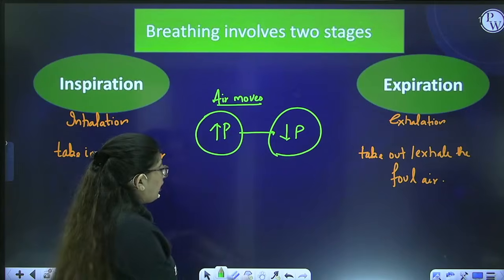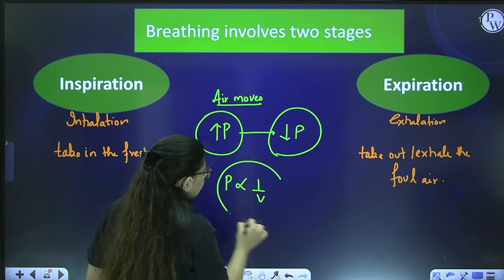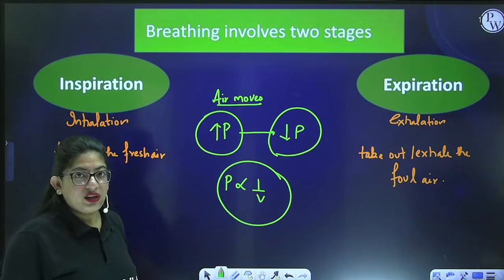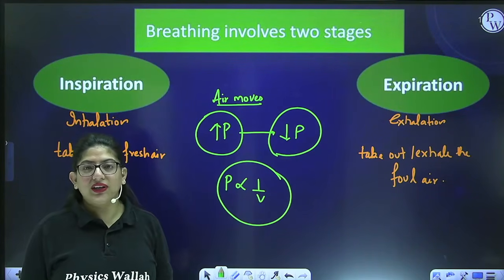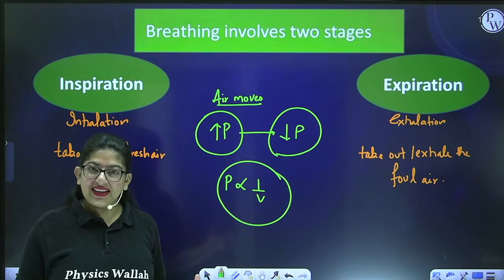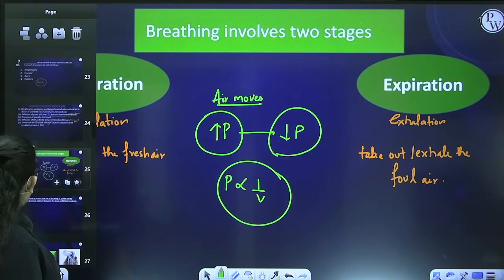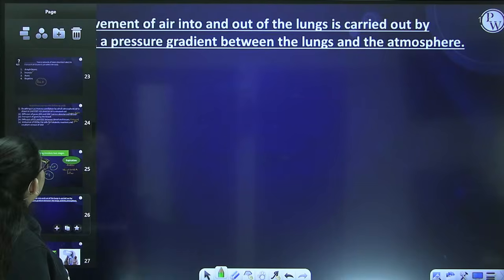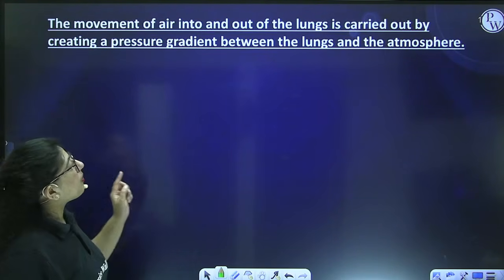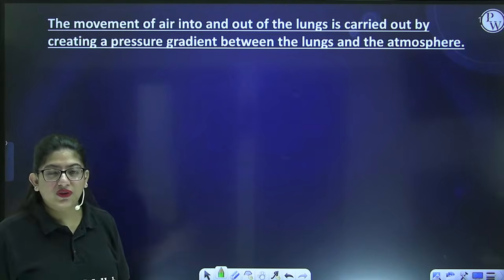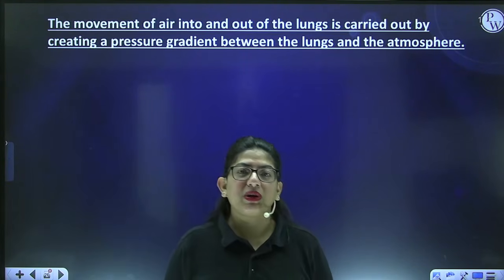Now, whenever there is an increase in pressure, there will be a decrease in volume. This is what we call Boyle's law. These two fundamentals are very important in inhalation and exhalation. Let's see how. So let's talk about it in detail. The movement of air in and out of the lung is carried out by creating a pressure gradient between the lungs and atmosphere. So if you want to move air in the lung, you need to create a pressure gradient.